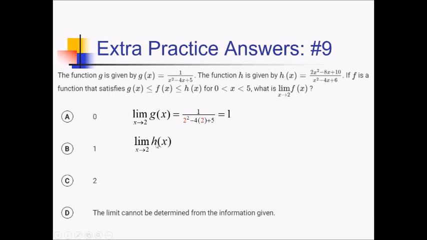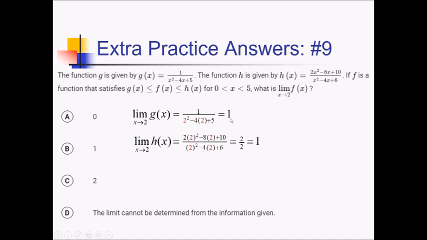So here is the h function with 2 plugged in everywhere. In the numerator, I've got, let's see here, 8 minus 16 is negative 8, plus 10 is 2. Denominator, we've got 4 minus 8 is negative 4, plus 6 is 2. So 2 over 2 then comes out to 1.